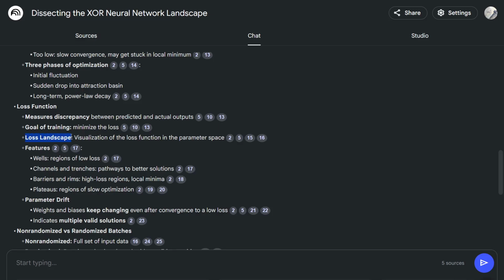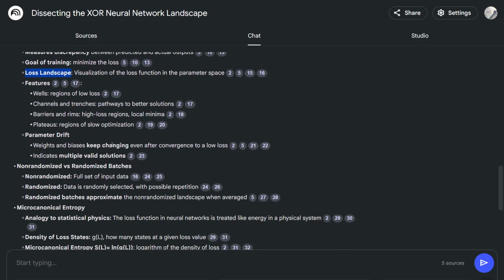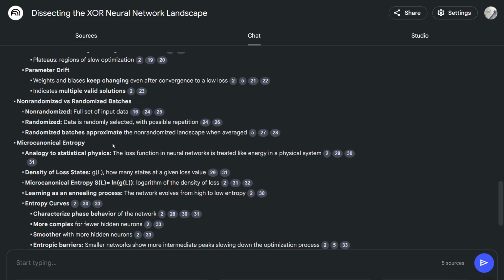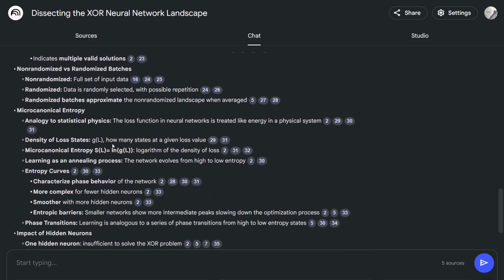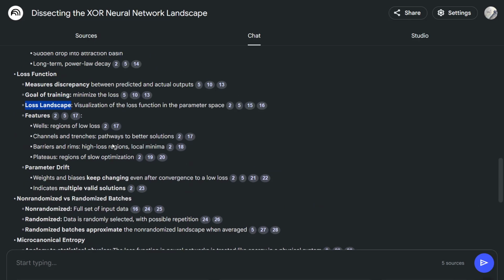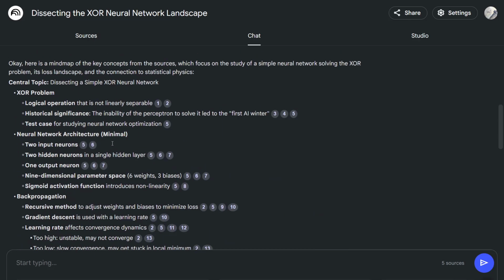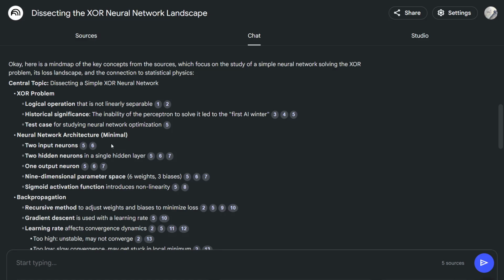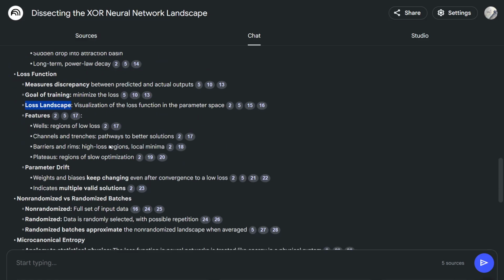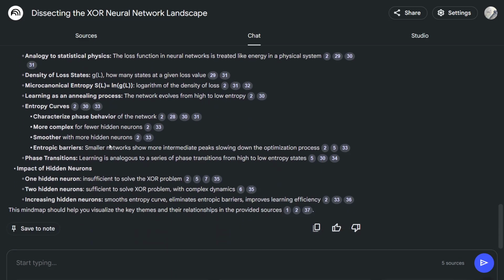Even with just 9 dimensions, those 6 weights and 3 biases, the loss landscape is really complex. So how do they even map this thing out? Well, they look at cross-sections, basically slicing through those 9 dimensions to see how 2 parameters relate at a time. So instead of this 9-dimensional mountain range, they're looking at these 2-dimensional slices. Exactly, and they found that these slices are full of features that really affect how the network learns.